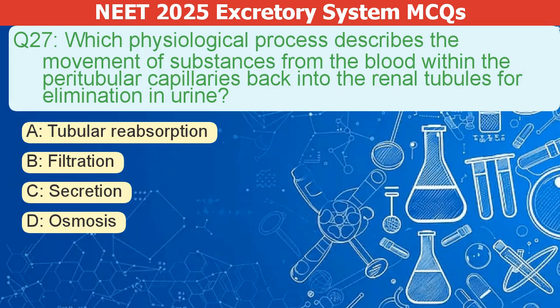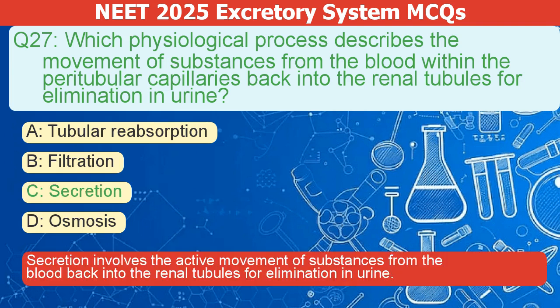Which physiological process moves substances from the blood in the peritubular capillaries back into the renal tubules to be eliminated in urine? A. Tubular reabsorption. B. Filtration. C. Secretion. D. Osmosis. The correct answer is C. Secretion involves the active movement of substances from the blood back into the renal tubules for elimination in urine.